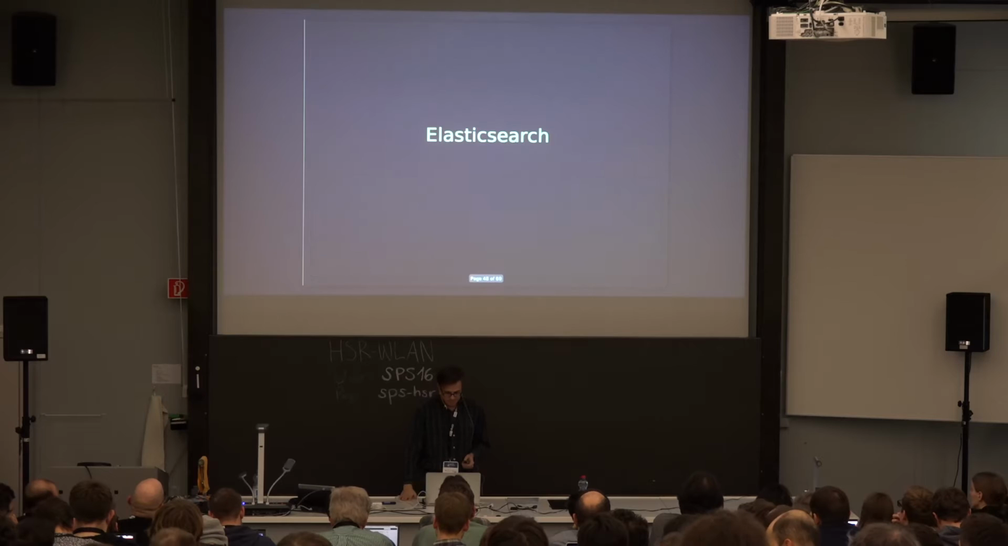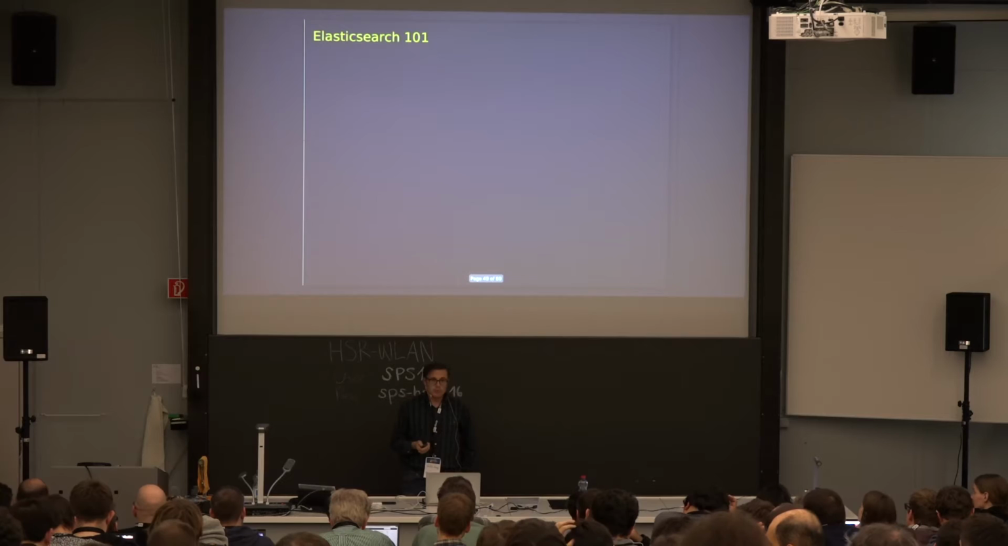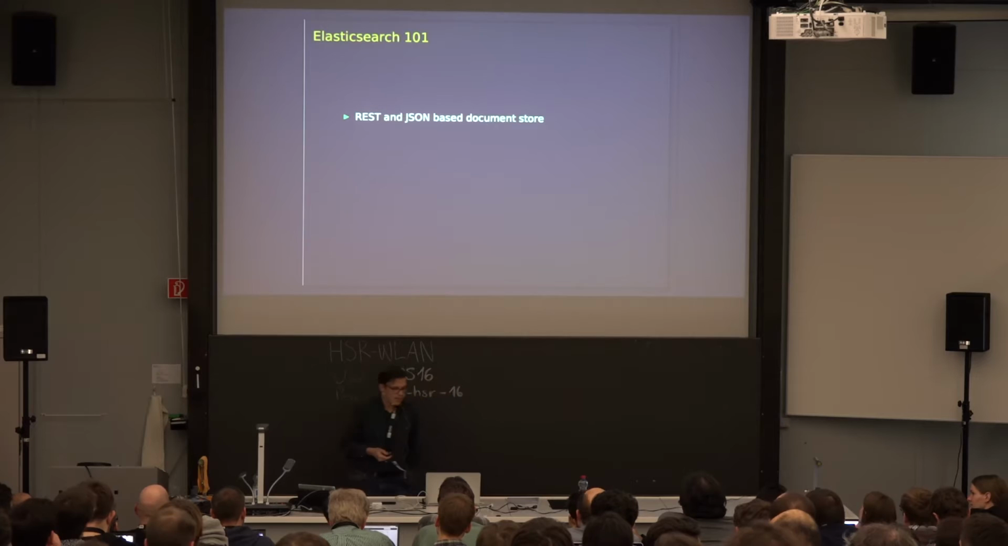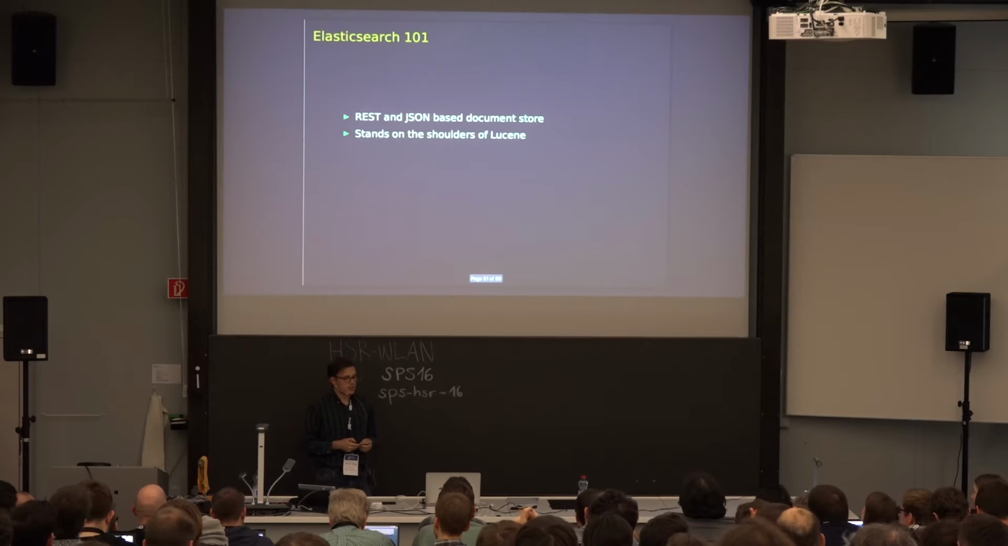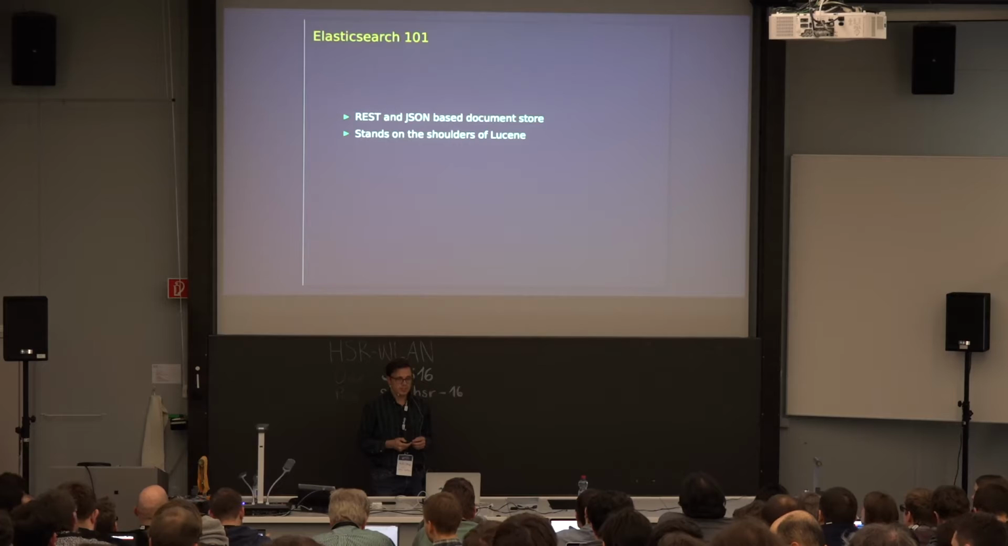Okay, so now we have the data scraped. The data is in our Elasticsearch index. So I want to go shortly over Elasticsearch for those who don't know it already. Elasticsearch is really a REST and JSON-based document store. It is based on Lucene. Lucene is quite an old project, a really major project. It's really sophisticated what you can do with it.